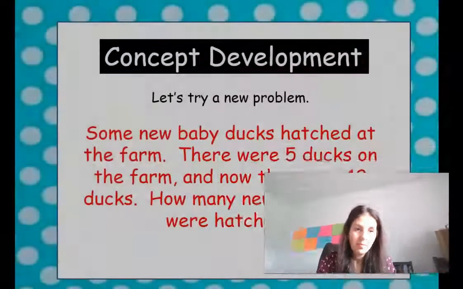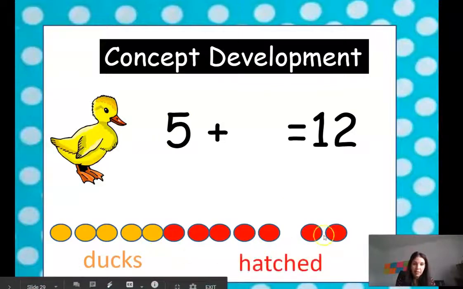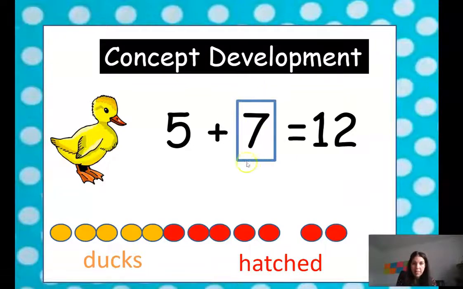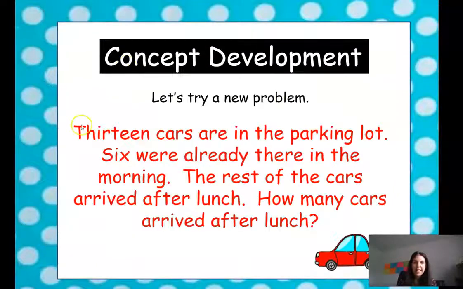All right. Look at our next one. Okay, so we have 5. Here's our group of 5. And then these are the rest of them. Oh, baby ducks that hatched. We said baby ducks, that's fine. They said baby ducks that hatched. 7 is how many hatched. 7 ducks were hatched. Very good. Last problem.